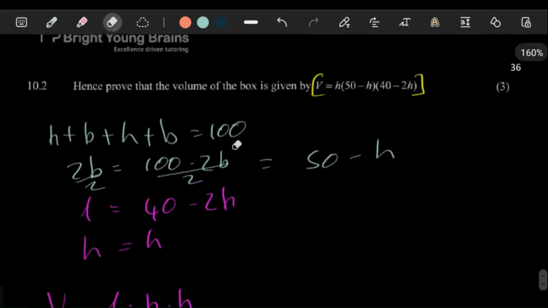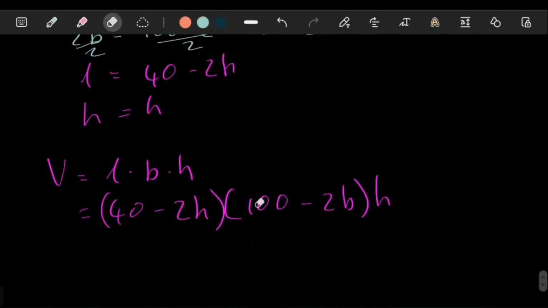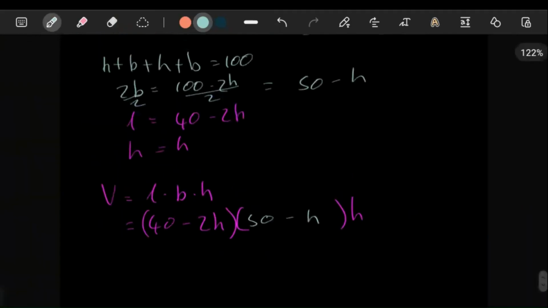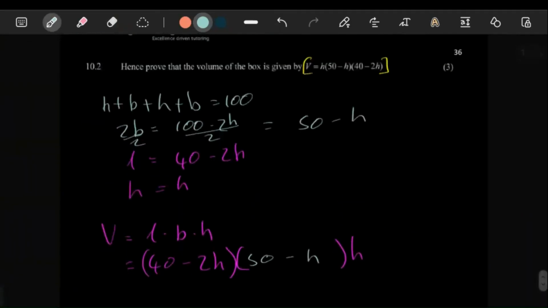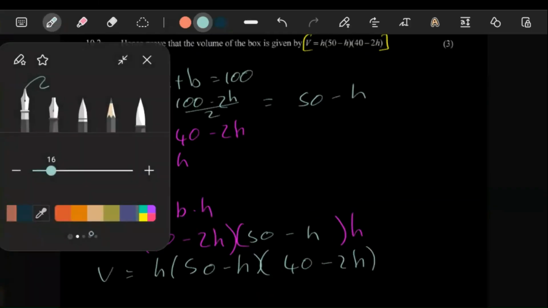Sorry, I keep making dumb mistakes. 50 minus H. So if maybe you had not spotted that error in time, you'd have spotted it at the end because it would not be looking like that. You can then just reshuffle it so that it looks exactly the same. If you had just left it the way it is, that's still fine, but let's just do it for the vibes. That's V. We're going to give you 3 good marks for that. Nothing crazy, nothing major.